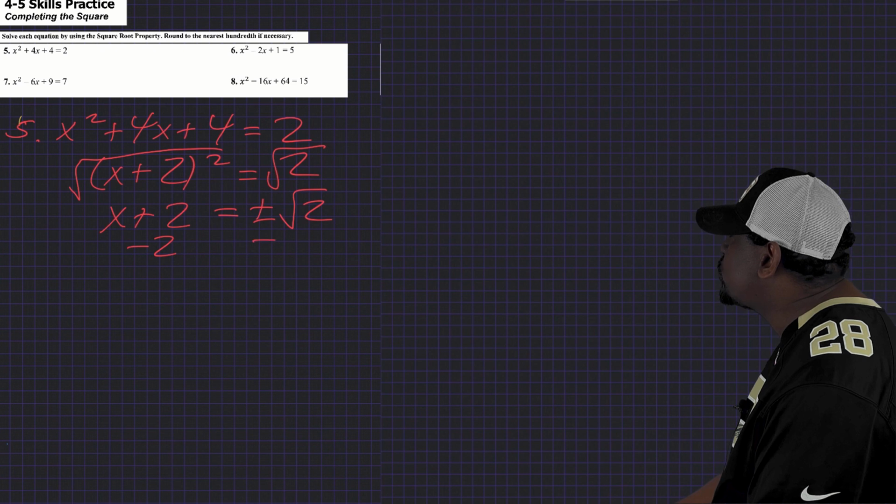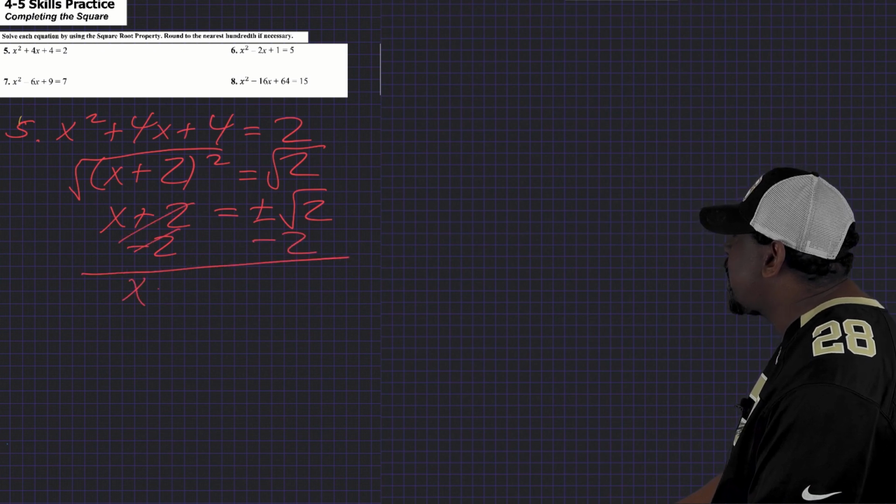We will subtract 2 on both sides to get rid of positive 2, the inverse operation, and x is equal to negative 2 plus or minus the square root of 2. That should be our answer.